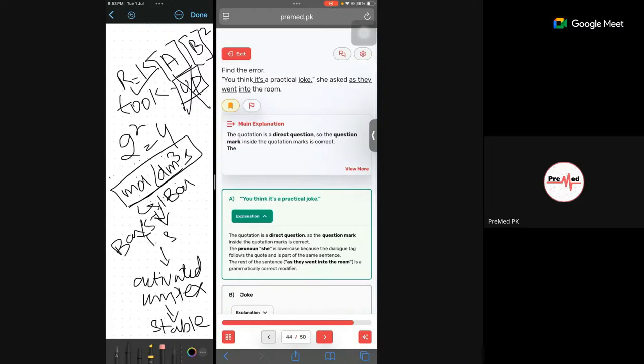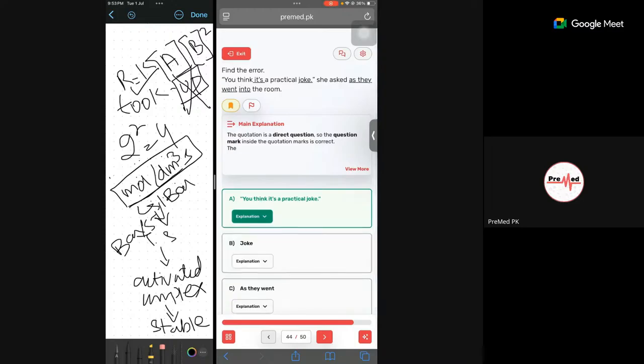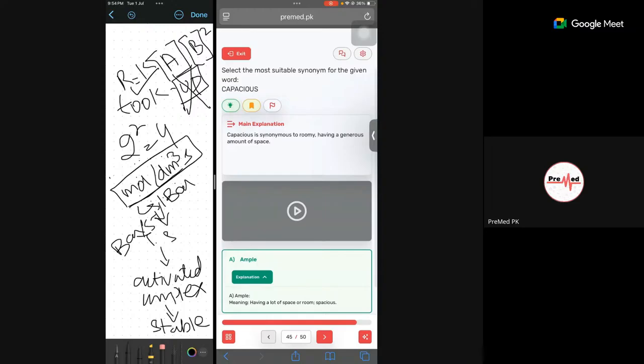Next we have an MCQ. You think it's a practical joke? she asked as they went into the room. See, you think it's a practical joke: it is giving a sense of a question, not a statement. So the first part is going to be the correct one. You think that it's a practical joke is going to be with a question mark, and then it's correct.